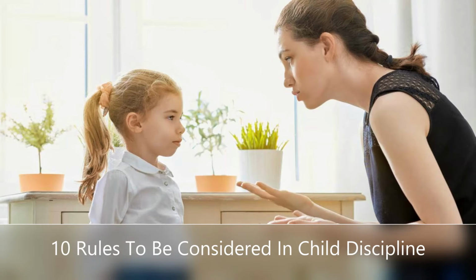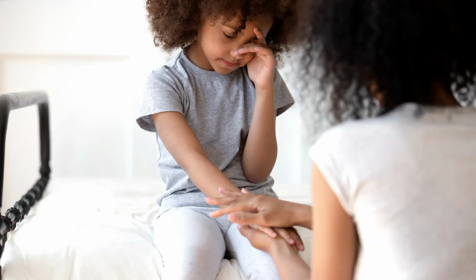10 rules to be considered in child discipline. 10 great suggestions are waiting for you to ensure child discipline. That's one of the most important points in child education. 1. Being consistent and decisive about rules.